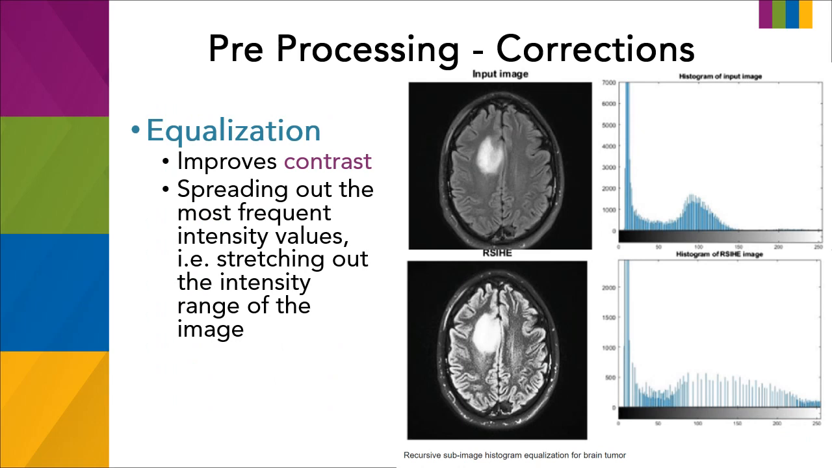Equalization improves contrast. What it does is it spreads out the histogram. In the top image, we have the histogram where we have just mostly the left-hand side. And then the histogram on the bottom part is where it's been spread out. When we spread out the histogram, we're going to increase contrast, which gets back to the idea that a wide histogram has a higher contrast.